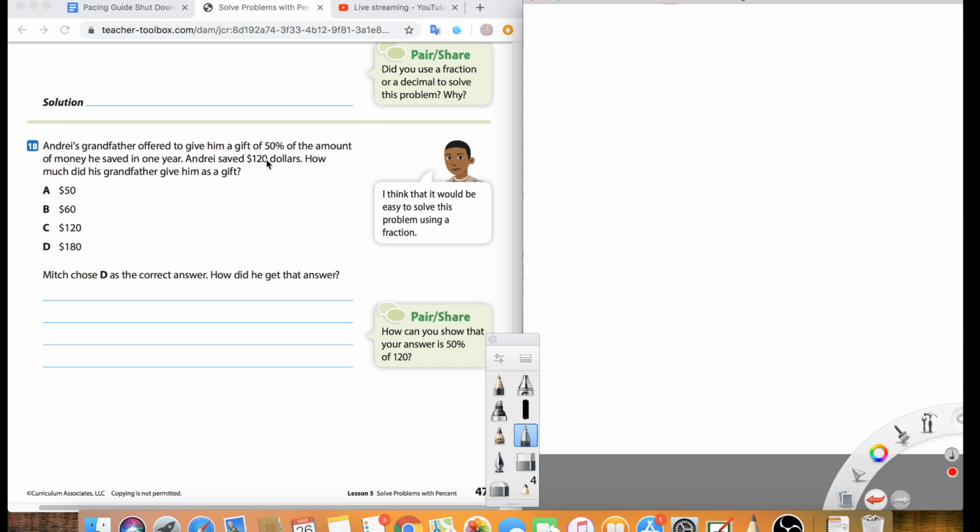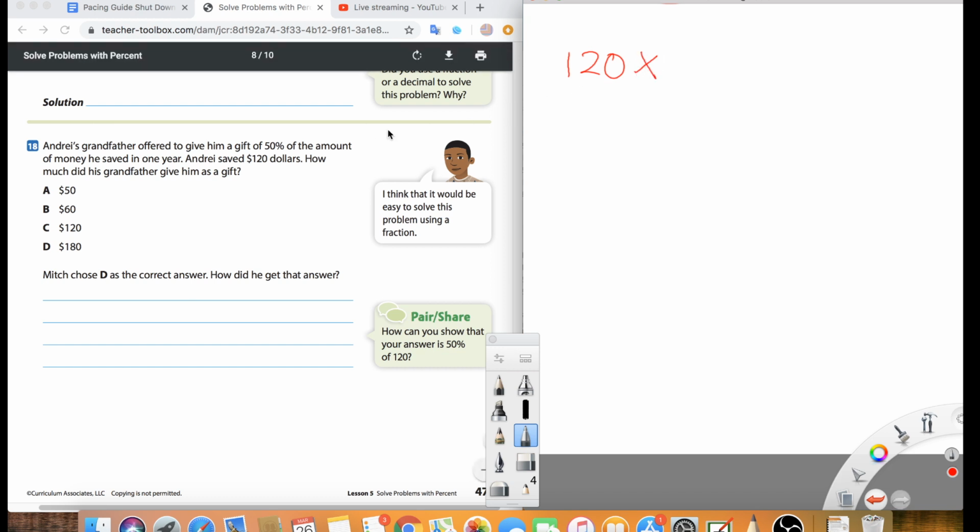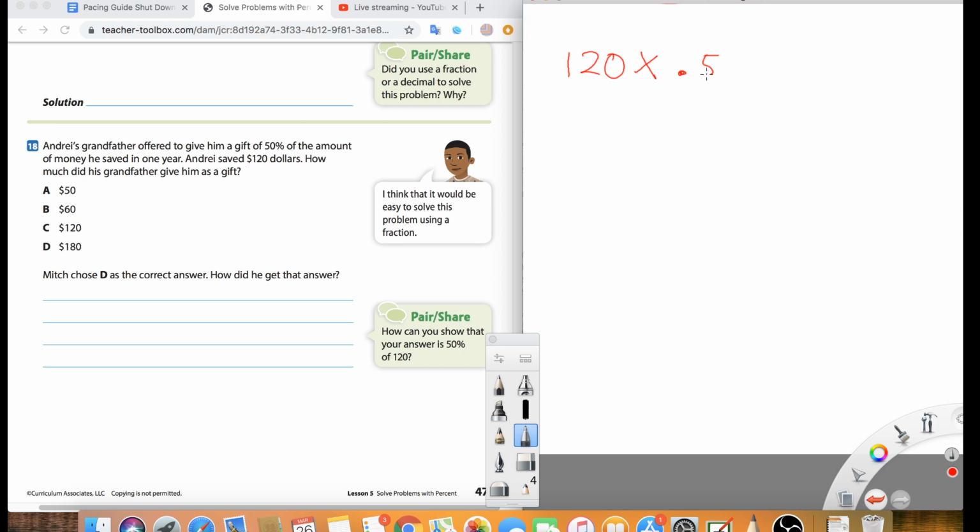50% is less than 100%, so I know he's giving him less than $120. So because he's giving him less, we are going to have to be multiplying, because the answer is going to be less. This grandfather is not going to give him $120. He's giving him half of it, so it has to be less. 50% is less than 100%, so that means it needs to be less than $120. So when you multiply 120 by 50%, you should get a number.